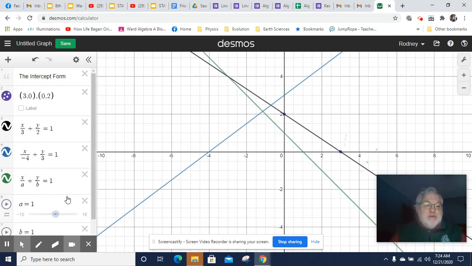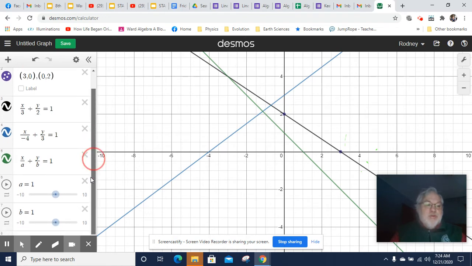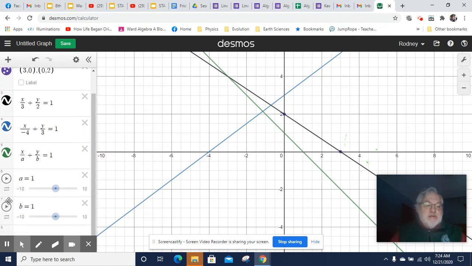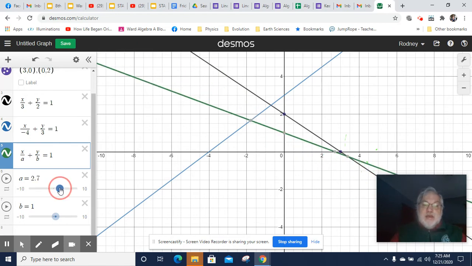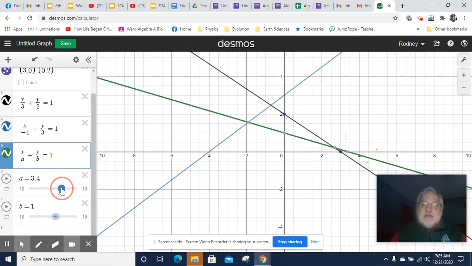So now I'm going to create general points here. Notice that when I clicked add all for the sliders, it gave me a value of a equals 1 and a value of b equals 1. So this now is a line that goes through 0, 1, and 1, 0. So that's my x-intercept, that's my y-intercept. If I were to change the value of the x-intercept, it moves my x-intercept out to a new place. Now it's at 3.4.